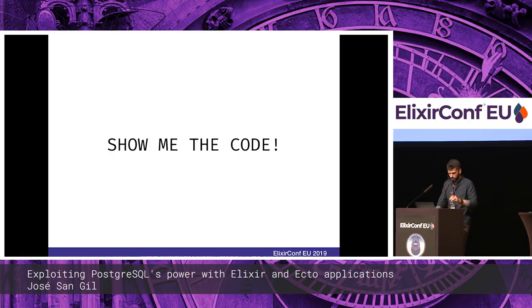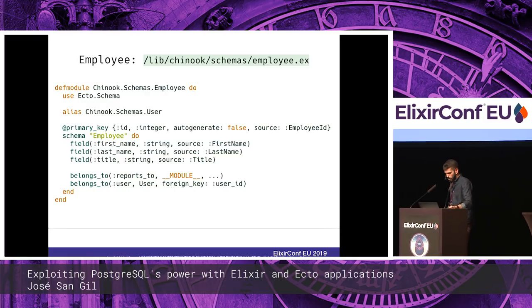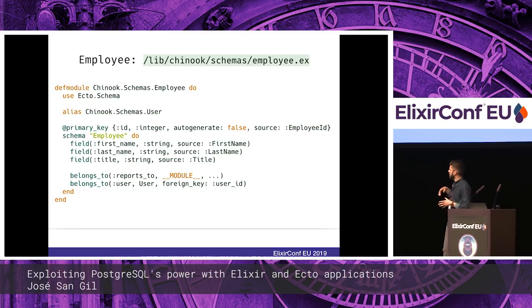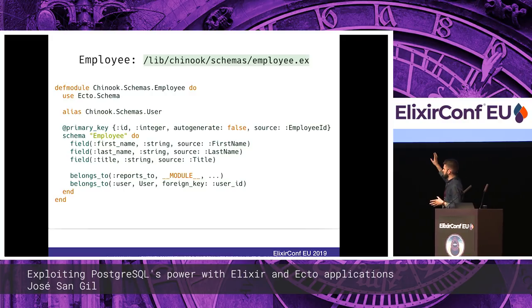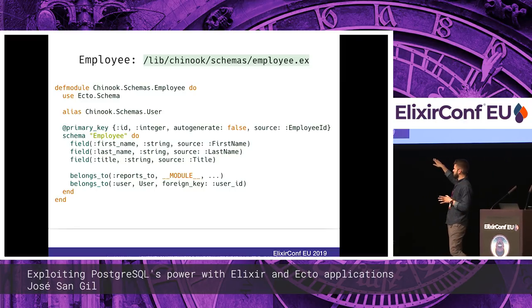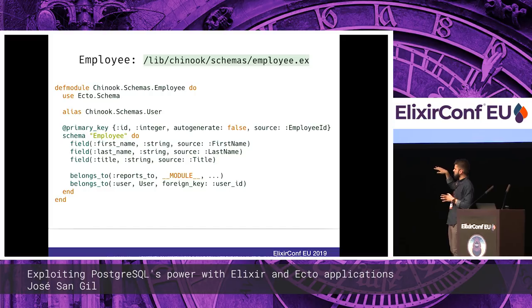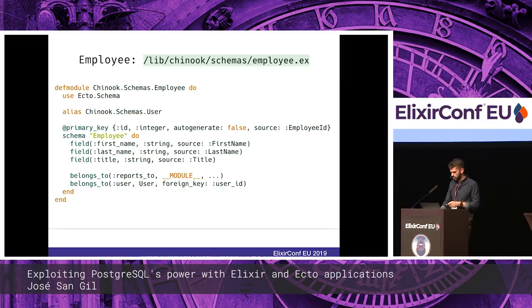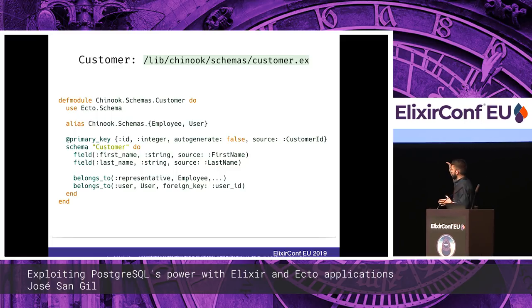So let's look at some code. We start with pretty basic stuff. We are mapping this Chinook employee table to an Ecto schema. I picked some of the fields like first name, last name, and title. The important thing is those associations. We have an association which is actually recursive, an association to employee, because one employee reports to another employee. And then we also have an association to user, which I'm going to talk about later. We do the same for customers: we have first name, last name, an association to the representative, which is actually an employee, and another association to user.